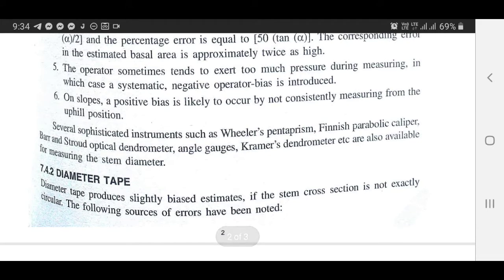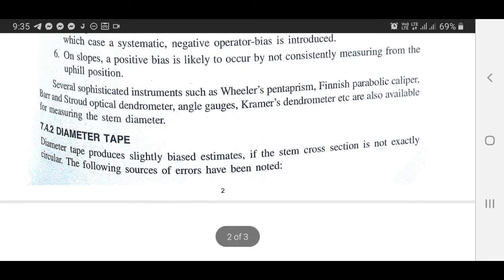Several sophisticated instruments such as Wheeler's pentaprism, finished parabolic caliper, Biltmore stick, Barr and Stroud optical dendrometer, angle gauges, Kramer's dendrometer, etc. are also available for measuring the stem diameter. The diameter tape produces slightly biased estimates. If the stem cross section is not exactly circular, the following sources of errors have been noted.